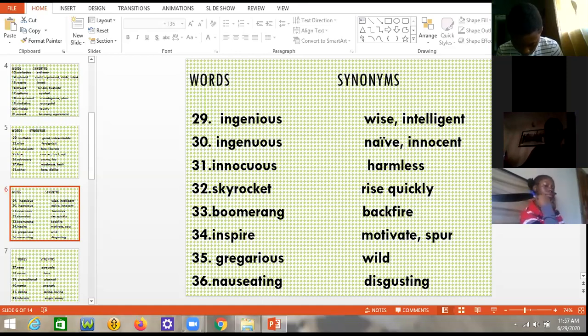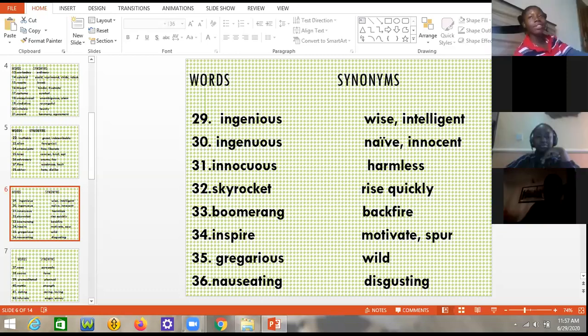Actually, the next word. Just pronounce it the way you see it on the screen. Innocuous. Harmless. So we have skyrocket. Skyrocket means to what? To rise quickly. Boomerang. Backfire.